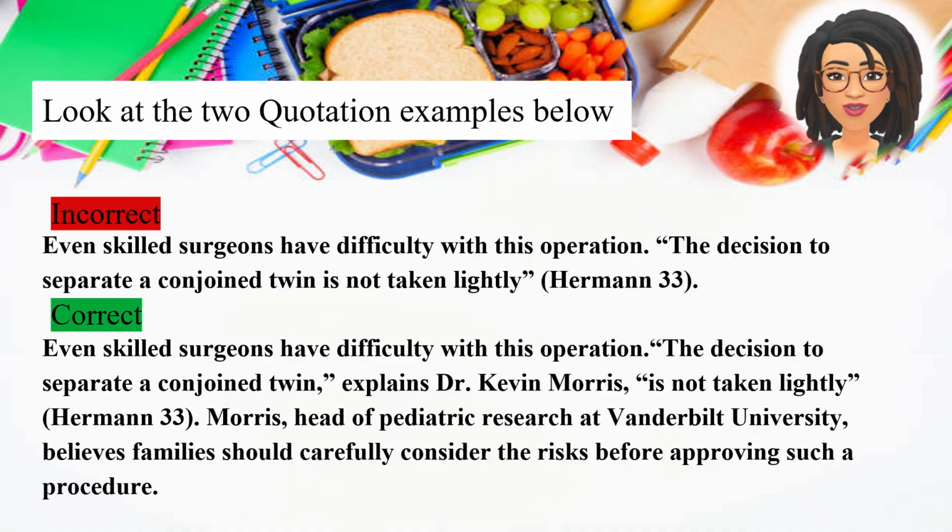You want to introduce this Herman fellow. What is and who is Herman 33? Okay. So you want to identify who the speaker of the quote is to give your reader some context. And then you want to smoothly incorporate the quote into your paragraph with transition sentences and using your own words.